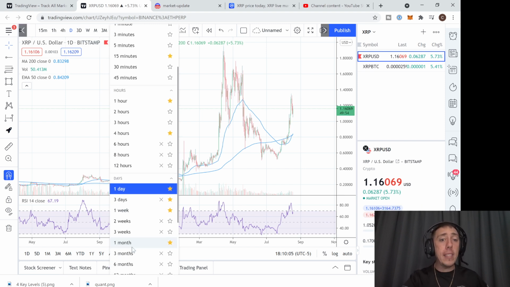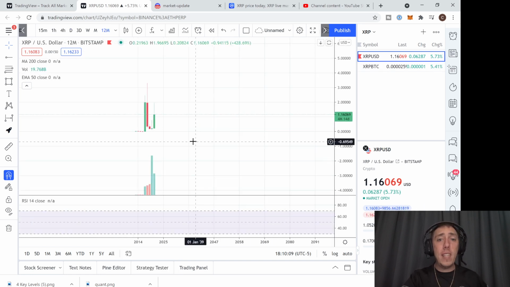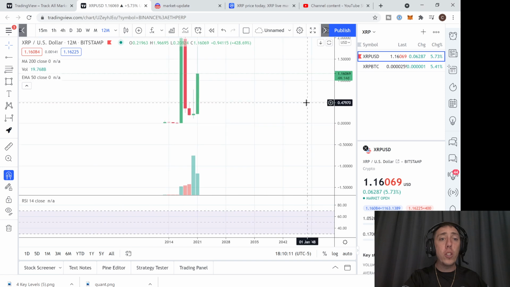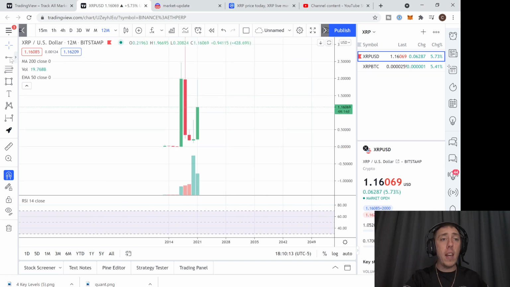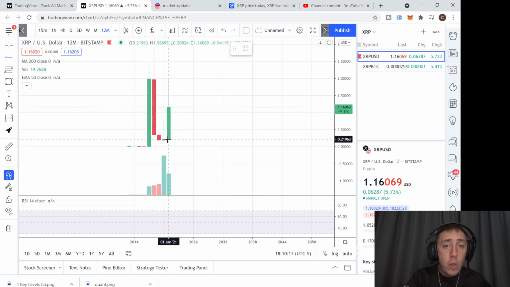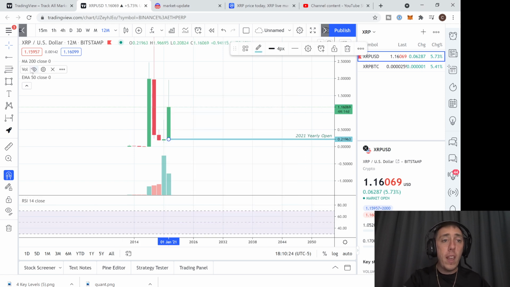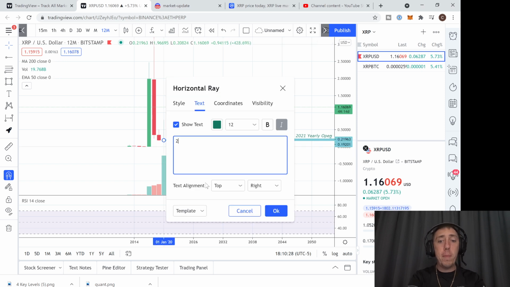Now, as far back as I want to go on this chart will be the 12-month range. This is the yearly chart. Okay? So what I'm going to do is list out these levels because they are going to have a lot of significance in the future. So this is going to be our 2021 yearly open. And I'm going to go slow so you guys can all follow along. All right. This is intentional. This is going to be our 2020 yearly open.